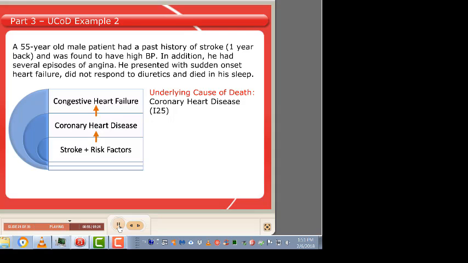This is the disease that initiated the train of events leading to death, in this case, congestive heart failure. Here, hypertension is both a risk factor and a contributory cause of death, so it should not be considered as underlying, even though it happened before the angina. The keywords are BP, angina, sudden heart failure, and diuretics.